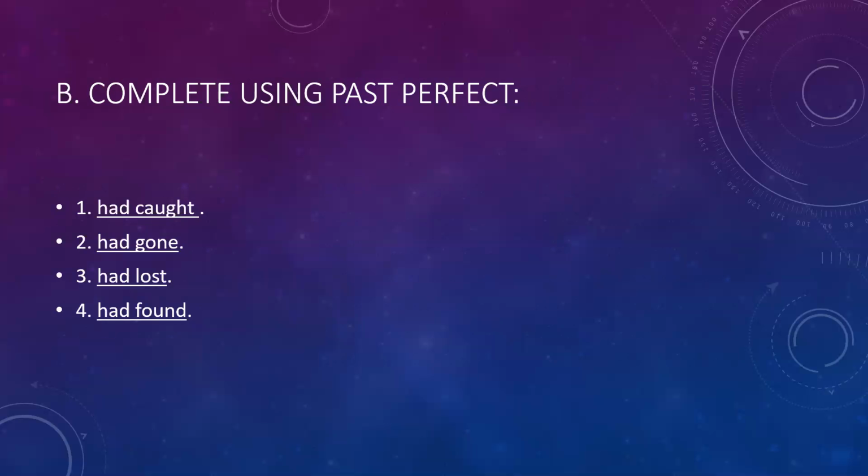Mr. Sims couldn't get into his car. He had lost his key. Number 4, I lost my watch yesterday, but my teacher gave it to me this morning. Someone had found it in the playground. Now you see that you use had as the helping verb and then past participle in the past perfect tense. Now come to the next page.